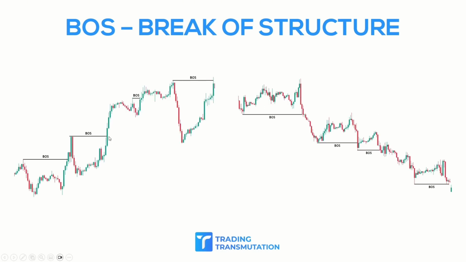If we look at a live example, you can see this is a live example of break of structure taking place. We have break of structure of this high, break of structure of this high, break of structure of this high, and break of structure of this high. Now we have break of structure of this low, break of structure of this low, break of structure of this low. The key thing you guys need to understand is break of structure is simply continuing the current bias that we have in the market.